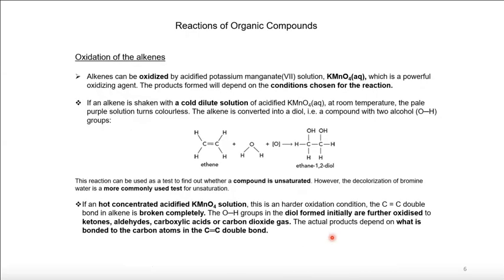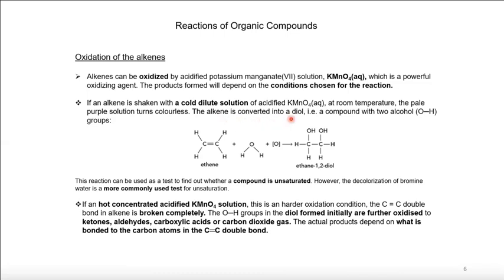Next slide, we say oxidation of alkenes. How do we oxidize alkenes? We take an oxidizing agent, potassium permanganate in aqueous media, a powerful oxidizing agent. Depending on the conditions chosen, in a dilute solution of potassium permanganate at room temperature, the purple solution turns colorless.